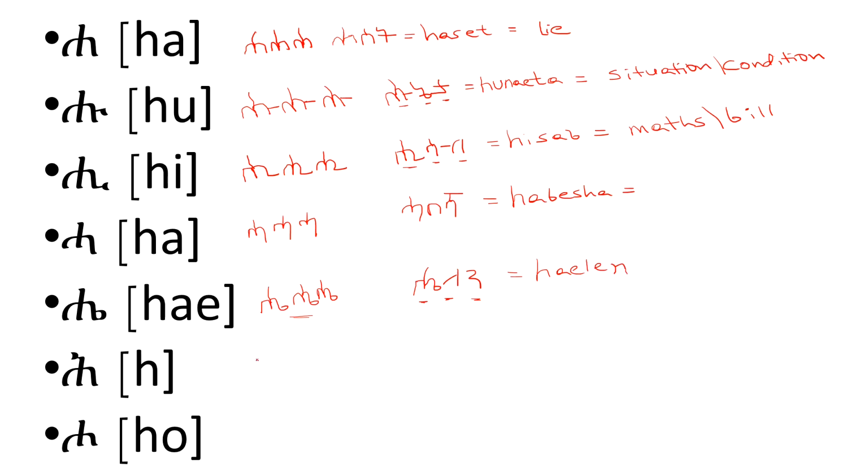The next one is pronounced like he and is written like this. The example we look at here is Hebrat, Hebrat. It means unity, unity.